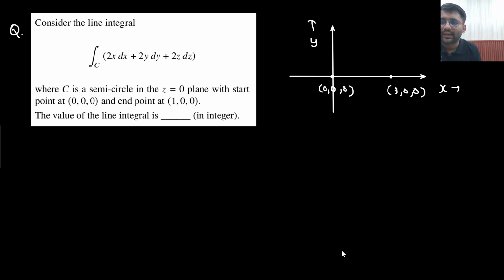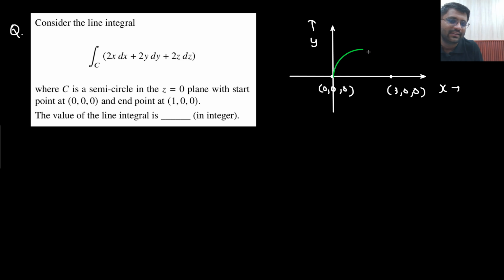Now they did not tell whether you need to move clockwise or anti-clockwise. C is the semicircle with a start point and end point. Nothing they told. So most probably the answer would be 0. If they are not telling clockwise or anti-clockwise, because if I move clockwise, my answer would be different, and if I move anti-clockwise, then my answer would be different.